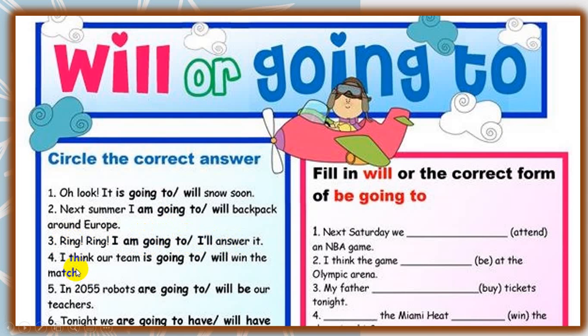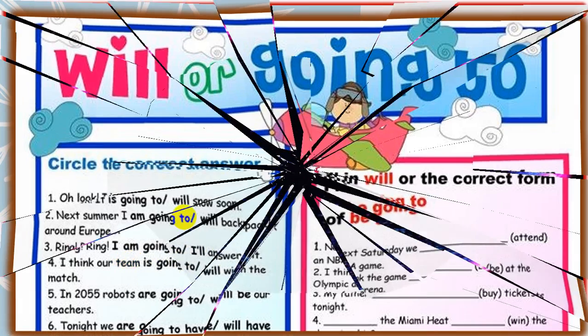Number 4. I think our team is going to, or our team will win the match. We have here "think" with no evidence, so our team will win the match. There is no proof.